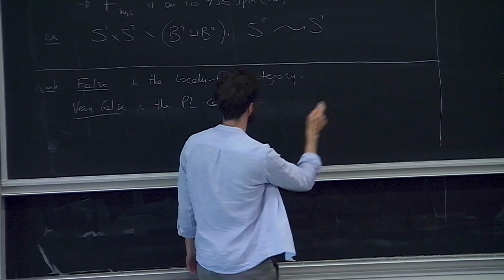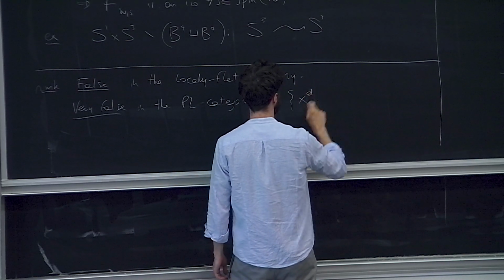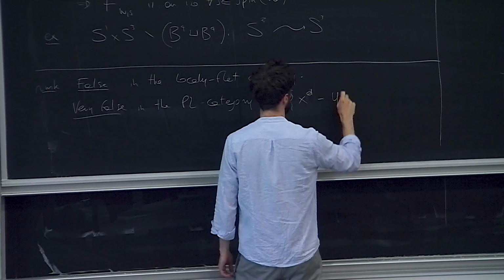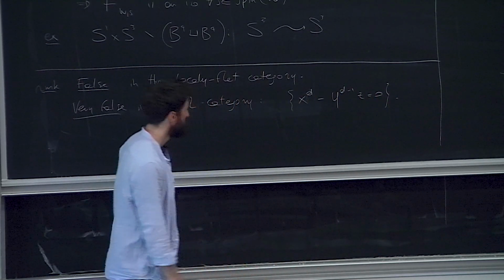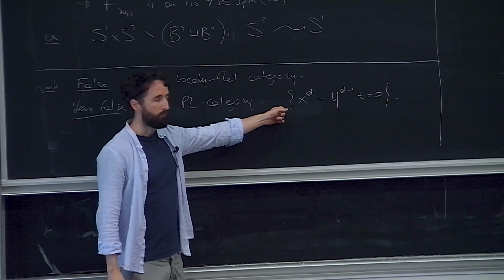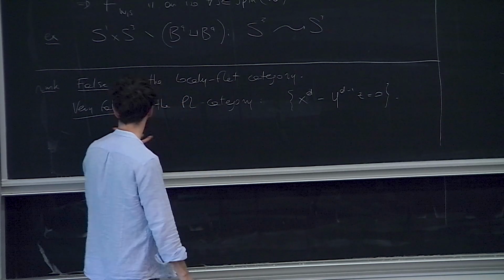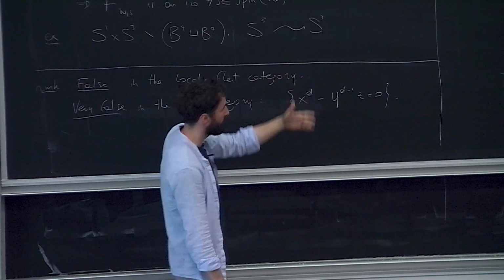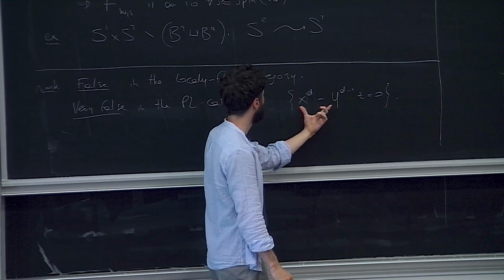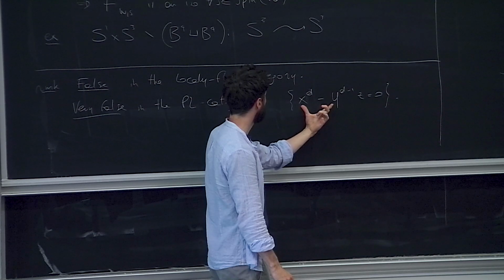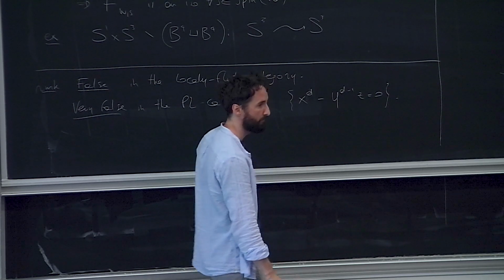And the example is actually algebraic. x^d minus y^(d-1) z equals 0. This is a PL embedded, well, okay, it's isotopic to a PL embedded sphere in degree d, so in the homology class of d times the generator. It's a PL embedded sphere.